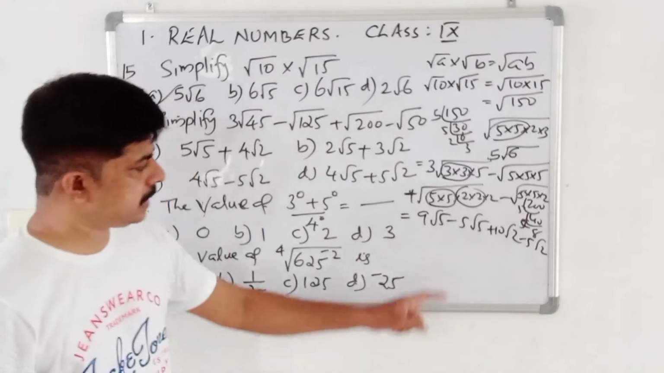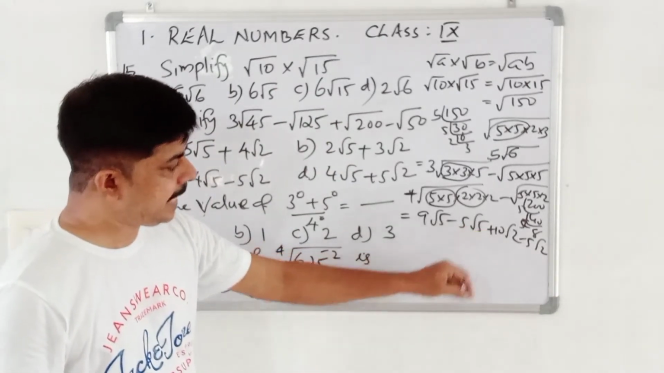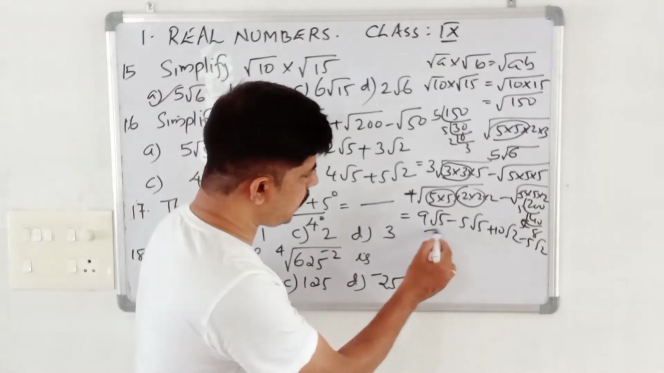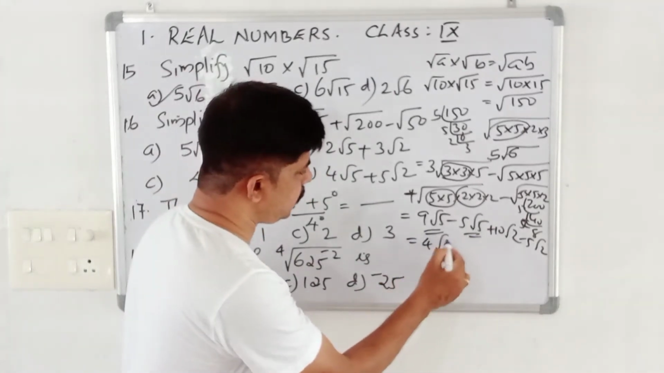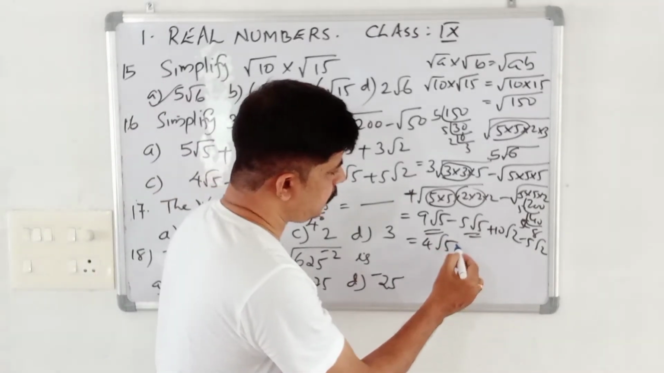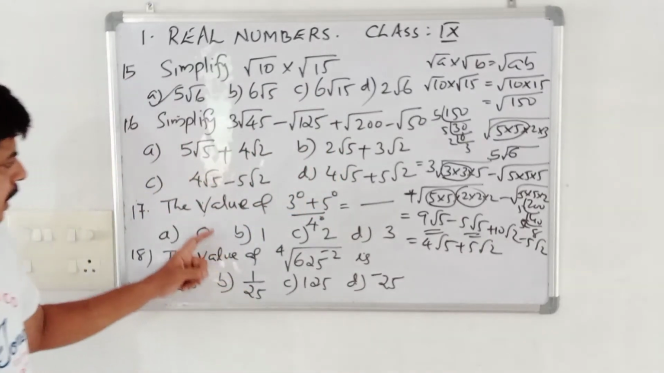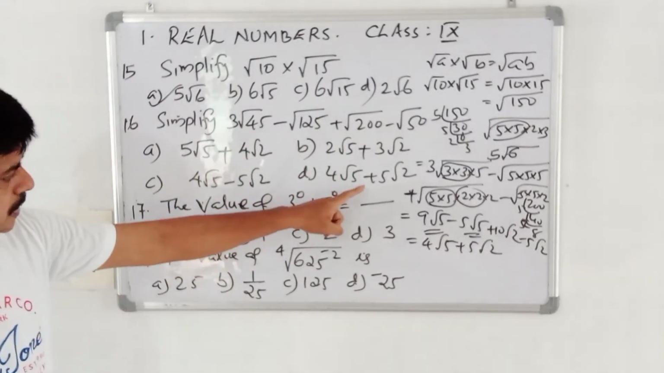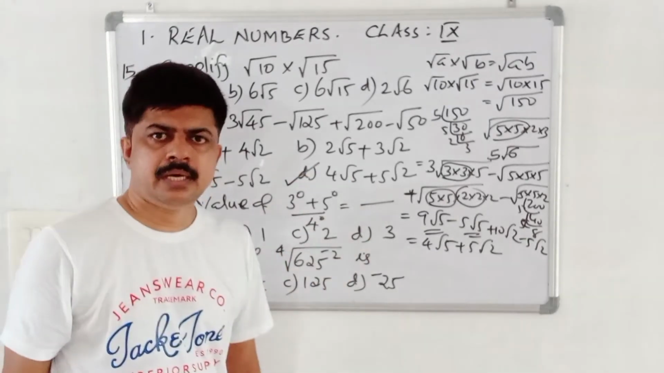Now we have to select the radicals with the same radicand. Same radicand means these two can be simplified. 9 root 5 minus 5 root 5 is 4 root 5. 10 root 2 minus 5 root 2 we have 5 root 2. Therefore which one is the answer in the options? In the options we can see 4 root 5 plus 5 root 2 is the last option. Thus D is the right option.